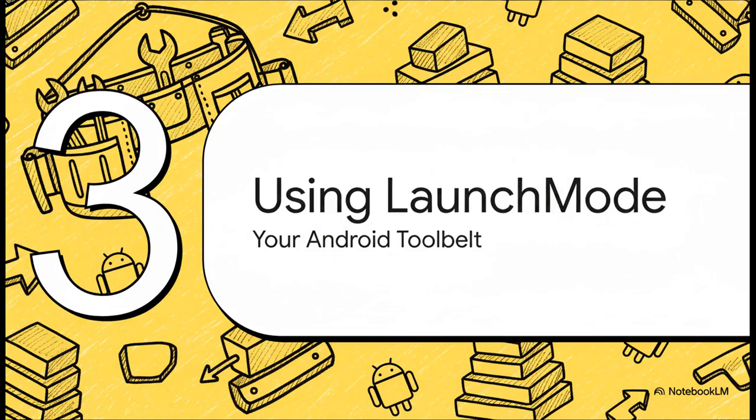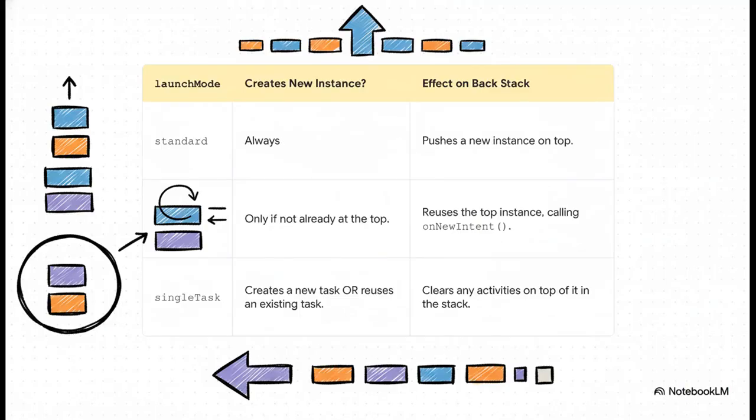So if that's the default, how do we, the developers, control any of this? Well, that's where launch modes come into play. These are basically your tool belt for telling Android exactly how you want your activities to behave inside of tasks and the backstack. Let's look at the three most common ones. Standard is the default. Every time you launch it, you get a new copy, no questions asked. Single top is a little smarter. It'll create a new copy unless one is already sitting at the very top of the stack.